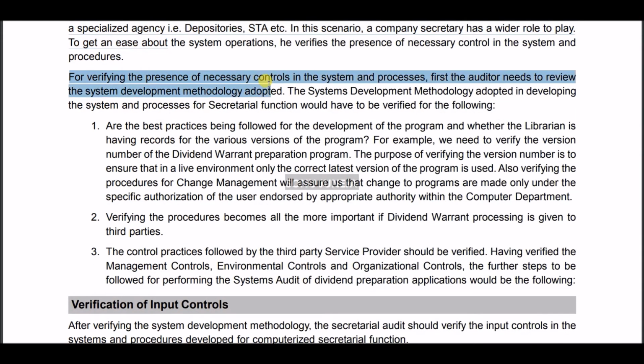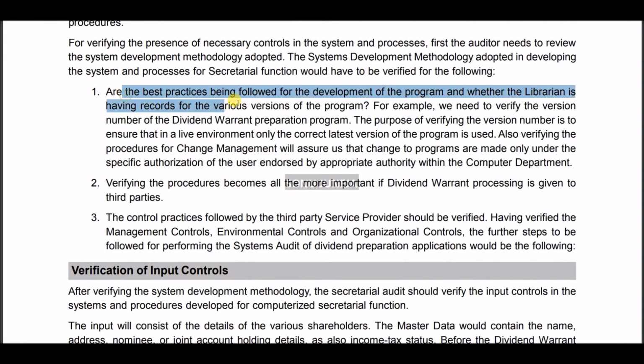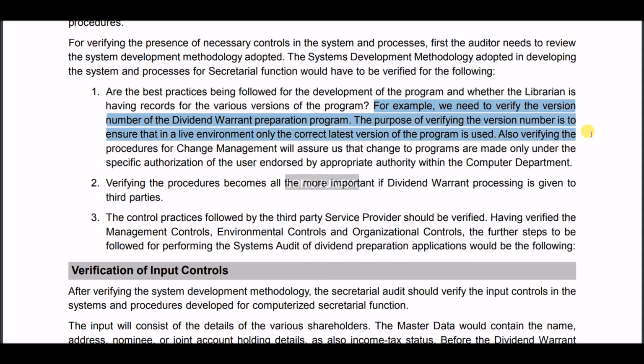For verifying the presence of necessary control systems in the system and process, first the auditor needs to review the system development methodology adopted. The system development methodology adopted in developing the system process for secretarial function would have to be verified for the following: are the best practices being followed for the development of programs, and whether the librarian has the records of various versions of the program. For example, we need to verify the version number of dividend warrant preparation in the program. The purpose of verifying the version number is to ensure that in the live environment only the correct, latest version of the program is used.